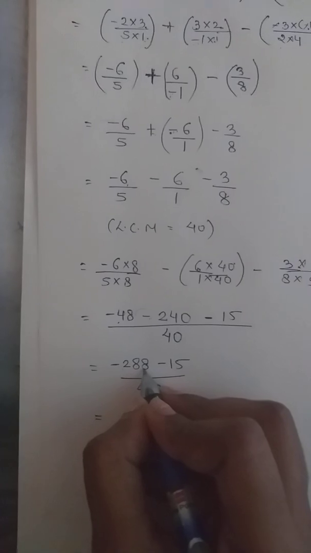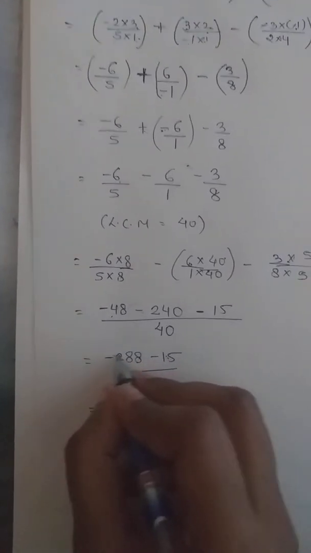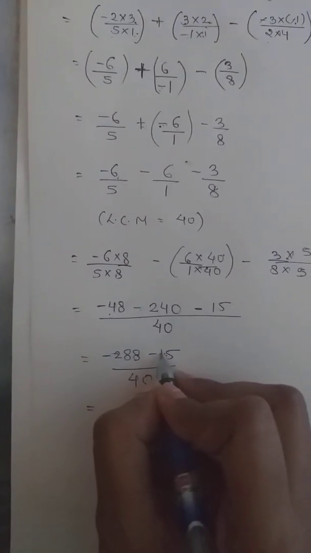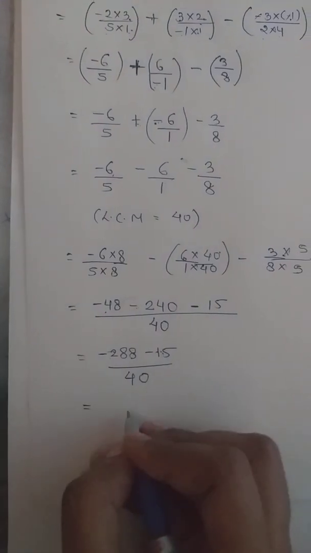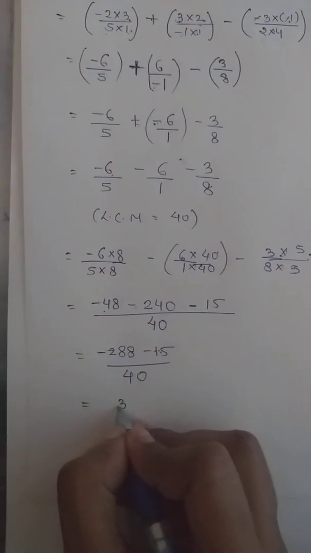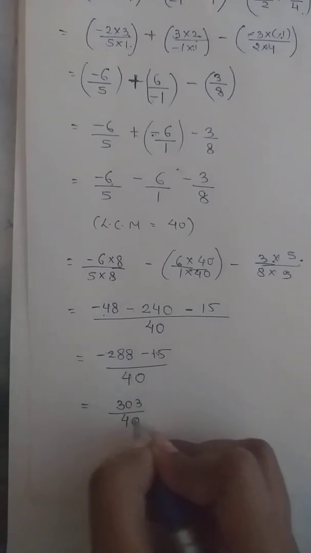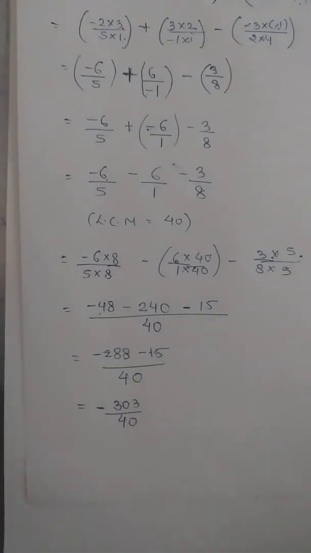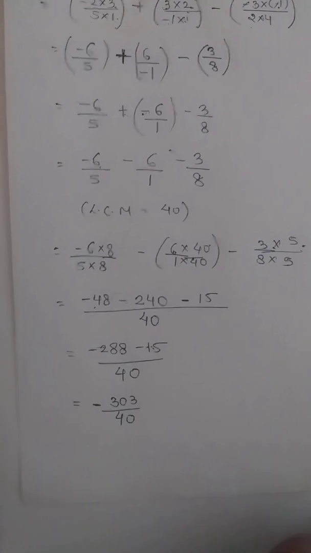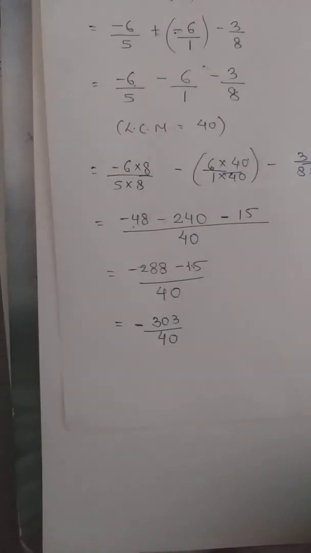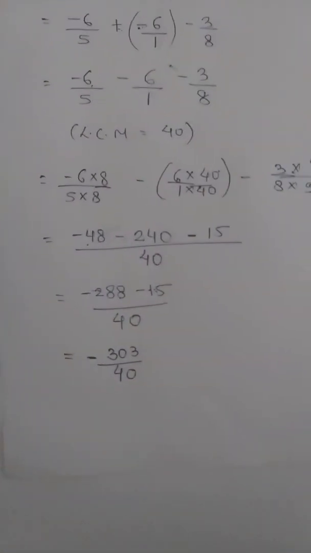Minus 288 and minus 15. Minus minus plus. Sign of the greater number. Minus 303 by 40.